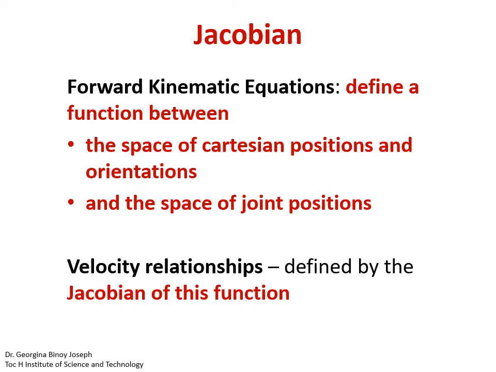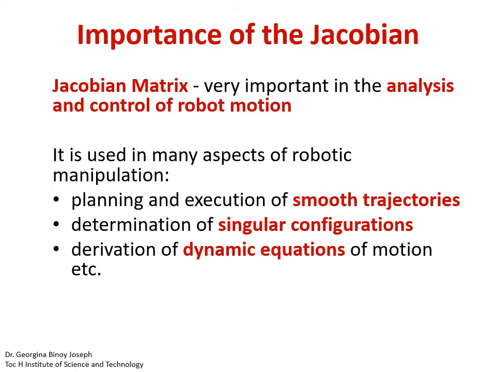Now the forward kinematic equations can be used to derive the velocity kinematic relationships. Velocity relationships are defined by the Jacobian of the function that we have obtained using forward kinematics. So the Jacobian of the forward kinematic functions defines the velocity relationships. This is why the Jacobian is important. It is important in analysis and control of robot motion. It is used in many aspects of robotic manipulation. Two or three of them are mentioned in this slide.